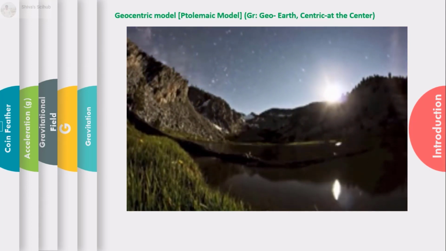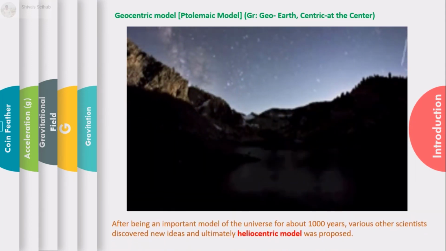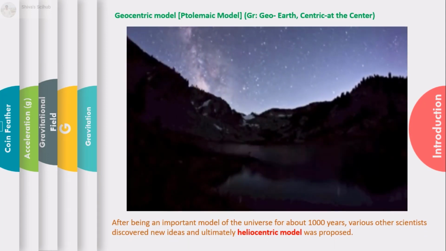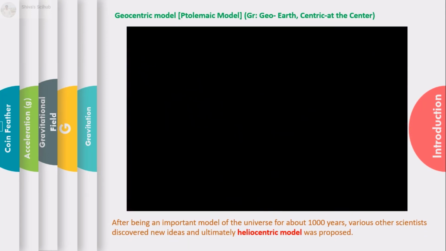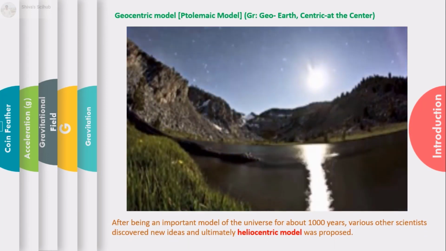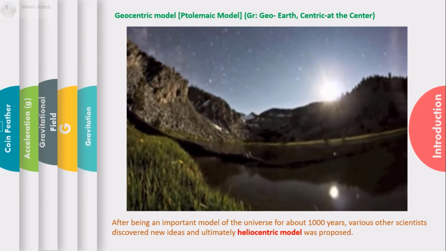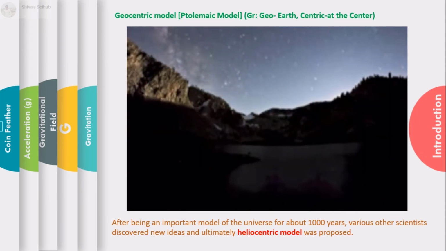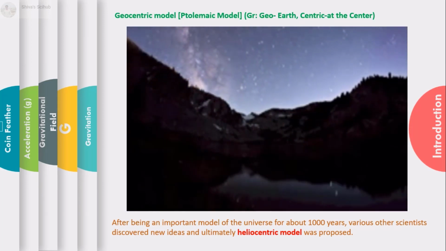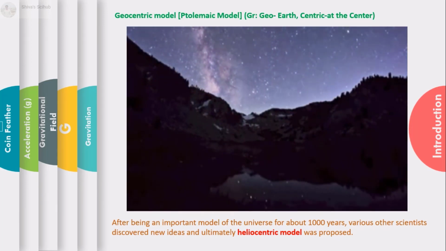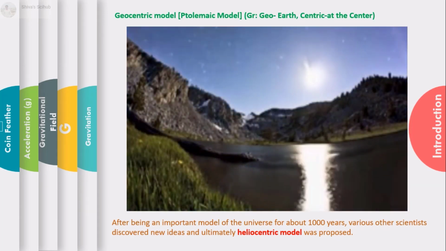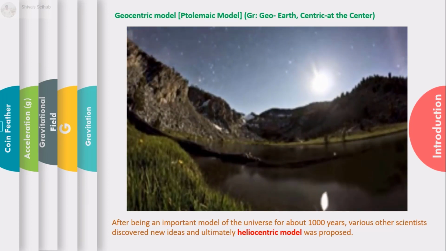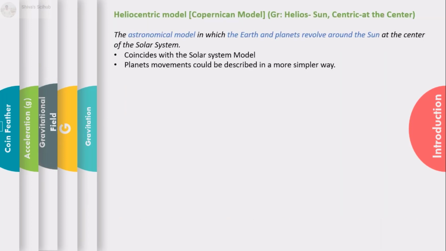After being accepted for about 1000 years, various other scientists discovered new ideas and ultimately the heliocentric model was proposed. These new ideas and theories are out of the scope of your syllabus and hence not discussed here. Now let us discuss the second model, also called the heliocentric model or Copernican model. It is derived from two Greek words. Helios means sun and centric means at the center.